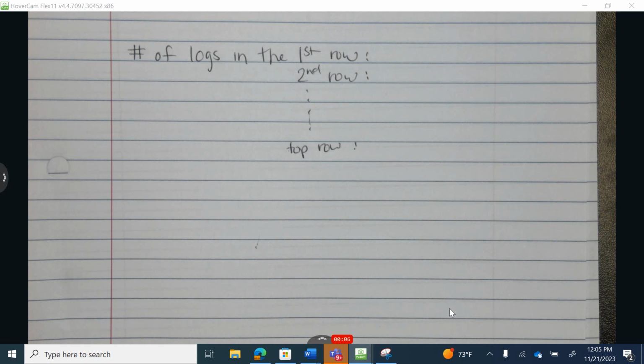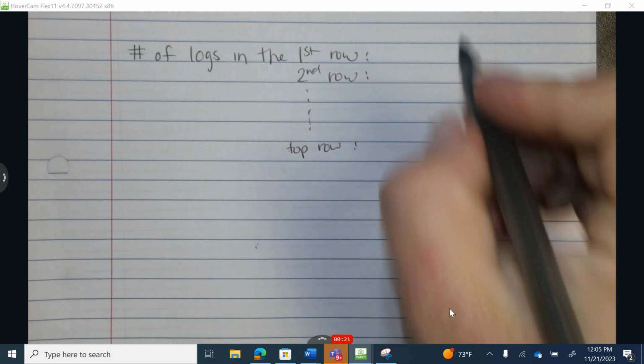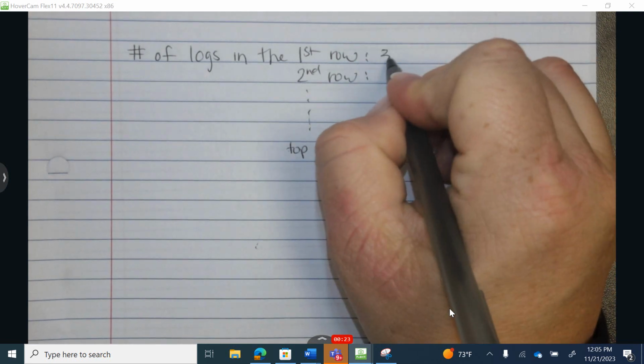Let's take a look at this problem that was presented to me by Eddie. It says, how many logs will be in the pile? So all together combined in the pile, how many logs will be in a pile of timber trees if there are 30 logs in the bottom layer? We're going to call the bottom layer row 1.